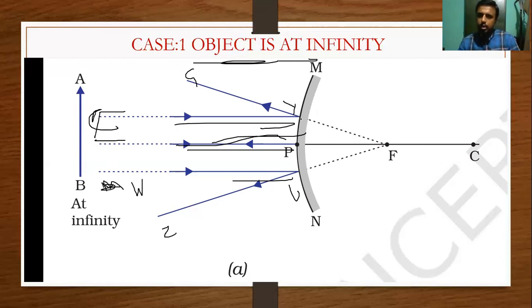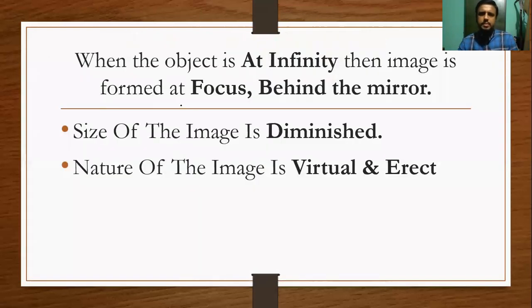So we have to create a dotted line behind the mirror, and the image is formed at the principal focus, which is obviously behind the mirror. As you can see also, the image formed is diminished. When the object is at infinity, the image formed is at focus behind the mirror. Size of the image is diminished. Nature of the image is virtual and erect.